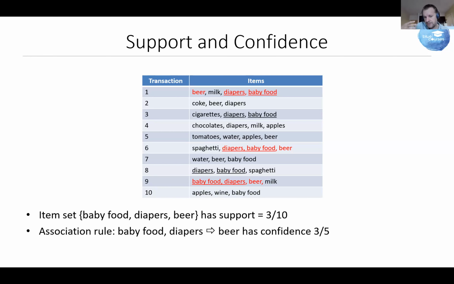So we can try to find those patterns and we can look at, for example, an item set, what items are frequently purchased together in a set, and see how often that item set applies to the data.